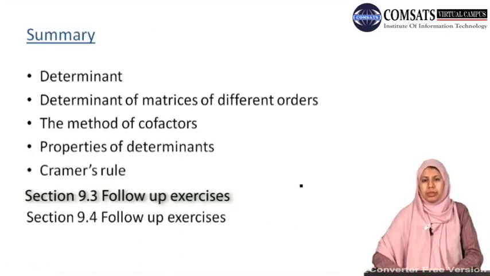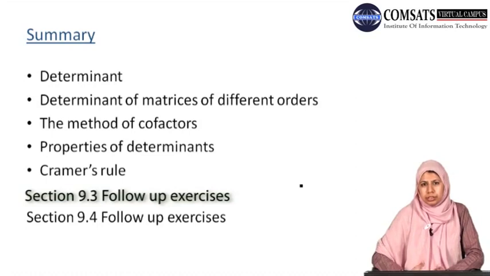Today we have studied the determinants of matrices. To define the determinant, the matrix should be a square matrix. Then we have seen some examples to find the determinants of matrices of different orders. To find the determinants of matrices of order greater than 2, we have to use the method of cofactors. Then we have seen some properties of the determinants, that by using these properties sometimes simplifies our work in calculating the determinant of the given matrix.